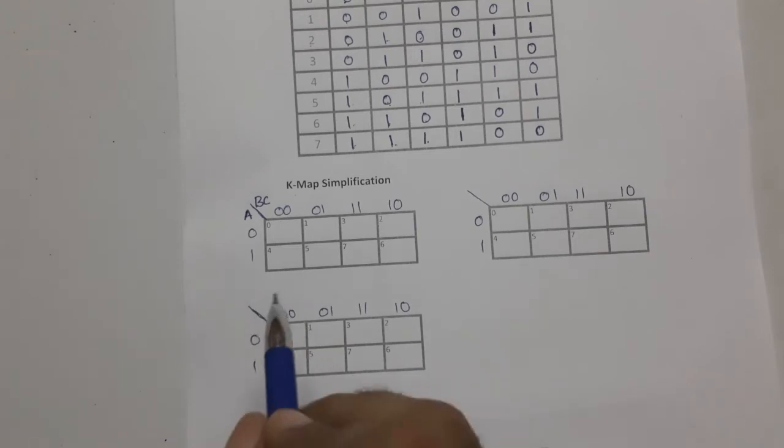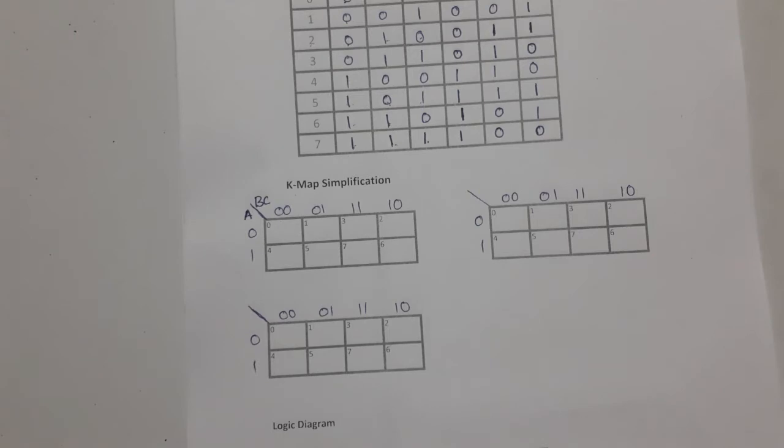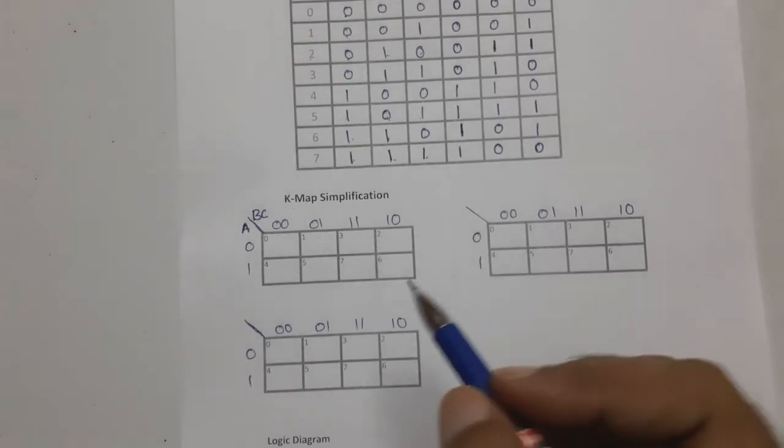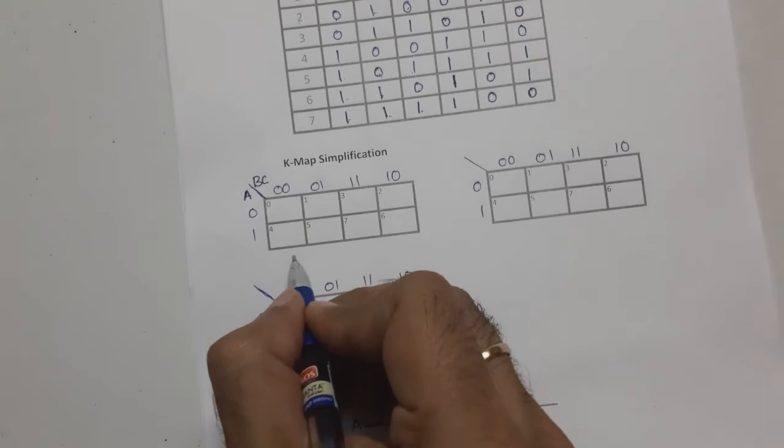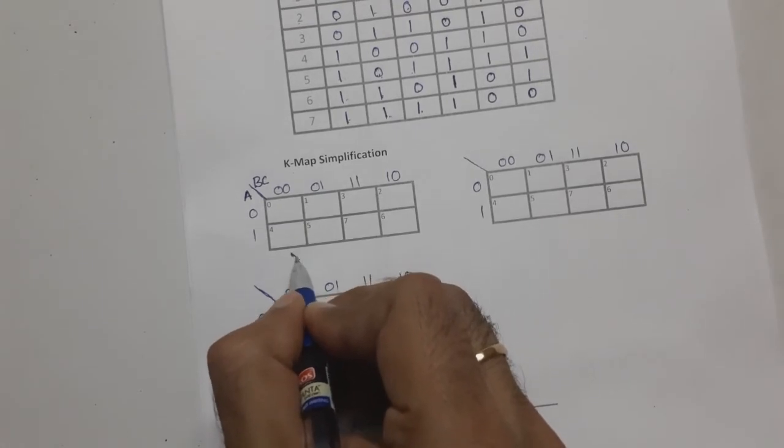Now how can we fill this block? How can we fill this table? Now here I am going to write this K-map for X.